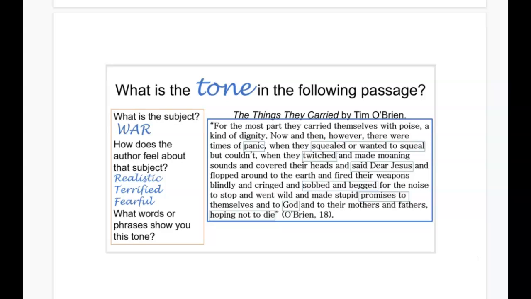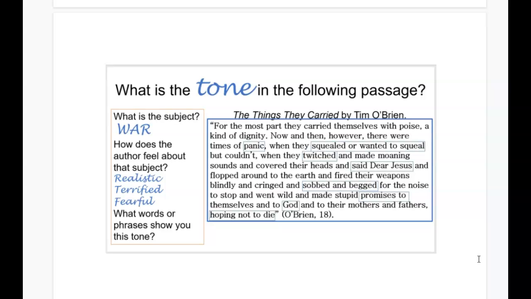For the most part, they carried themselves with poise, a kind of dignity. Now and then, however, there were times of panic when they squealed or wanted to squeal but couldn't, when they twitched and wanted to make moaning sounds and covered their heads and said, "Dear Jesus," and flopped around on the earth and fired their weapons blindly and cringed and sobbed and begged for the noise to stop and went wild and made stupid promises to themselves and to God and to their mothers and fathers, hoping not to die.